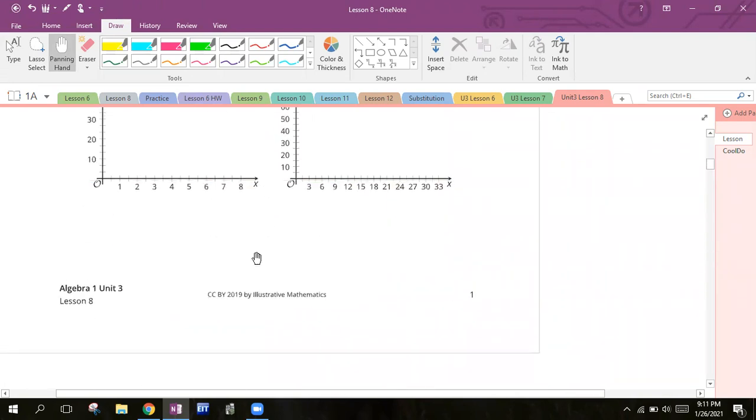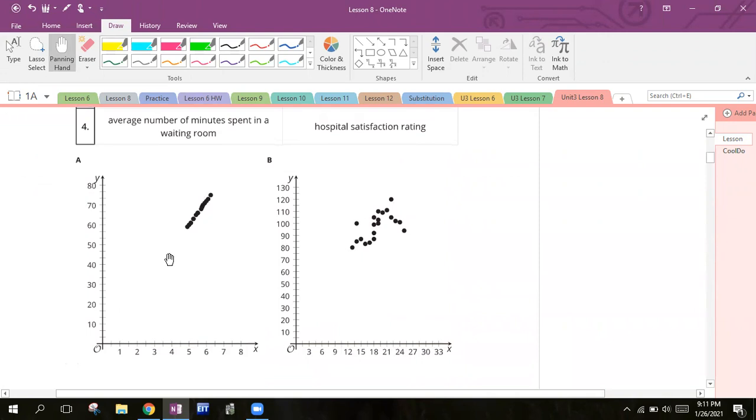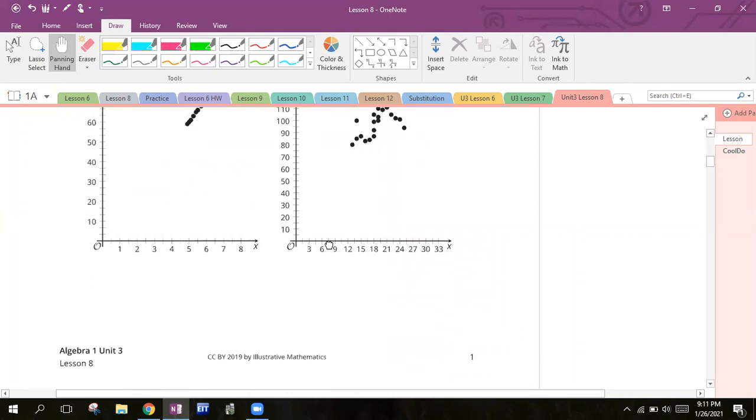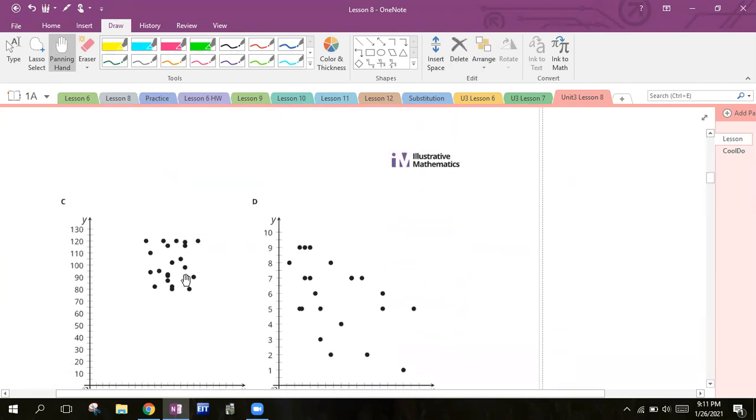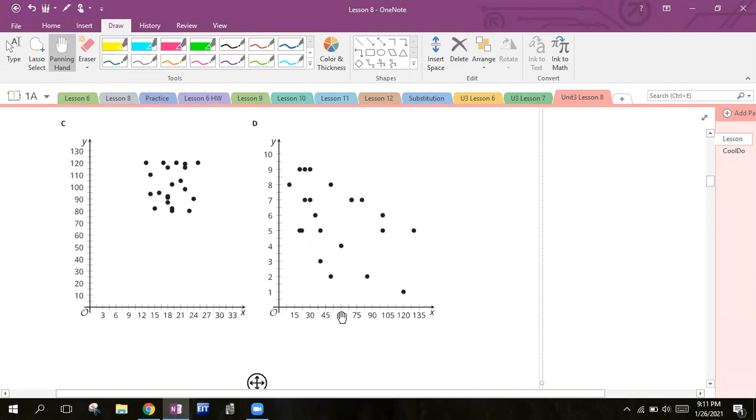Okay, so just some observations I'm going to make. This first one, both my X and Y values are increasing and all of my data is very condensed and close together. Okay, this one, you can tell it's increasing. It's a little bit more spread out. This one doesn't look like it has any sort of connection. It's kind of all over the place. And this one, as my X values are increasing, my Y values are decreasing.